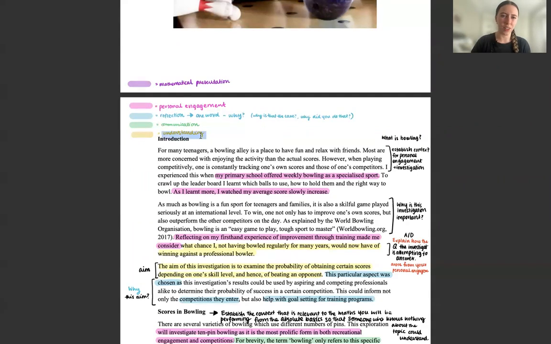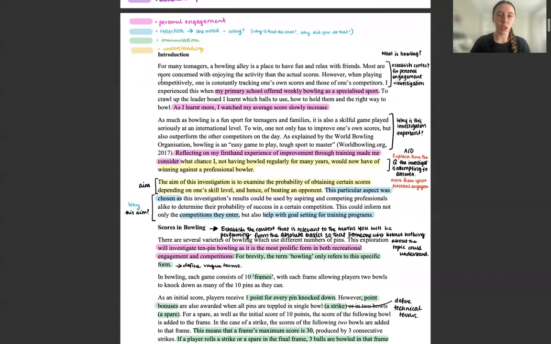Mathematical understanding, that's Criterion E. I don't know why I called it that. Communication, reflection, personal engagement, mathematical presentation. So the introduction. I start with my rationale. Why have I chosen bowling?